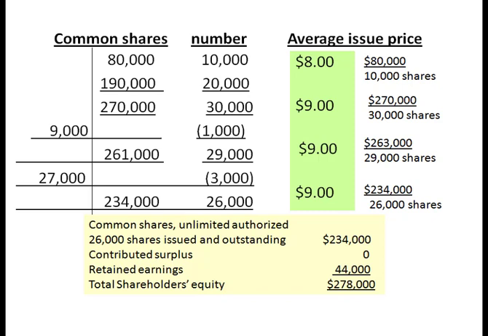Our contributed surplus is reduced to zero, and our retained earnings is reduced by that $1,000 debit from $45,000 down to $44,000. So here's our updated equity. Notice that we removed these shares at $9, so the average issue price in the common share account is still $9. This concludes our review of retirement of shares.